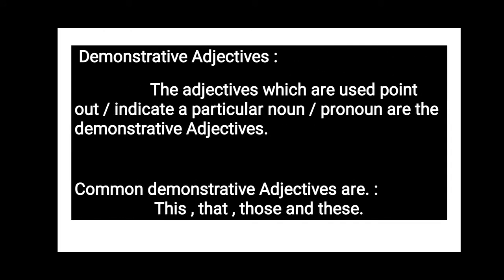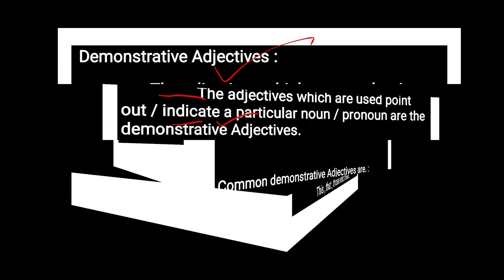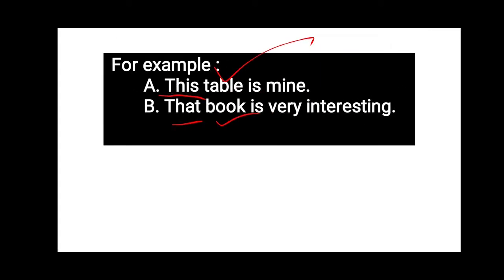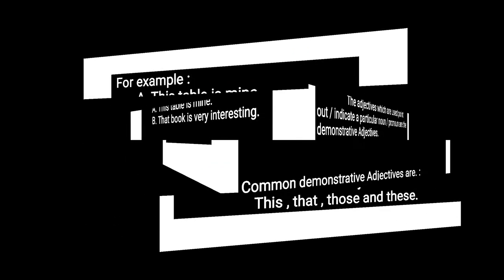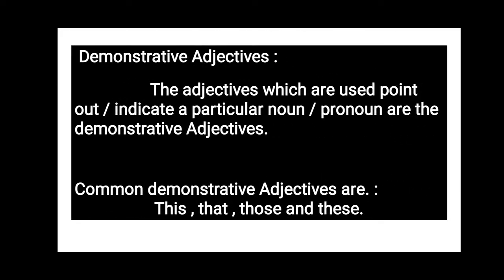So student, let me tell you the definition of demonstrative adjectives: the adjectives which are used to point out or indicate a particular noun and pronoun are the demonstrative adjectives. And this definition can clearly be seen in these 2 examples, where the adjectives are denoting particular nouns. Some common demonstrative adjectives are this, that, those, and these.